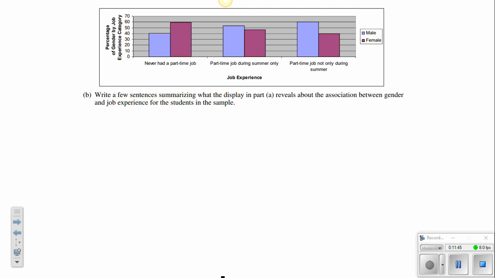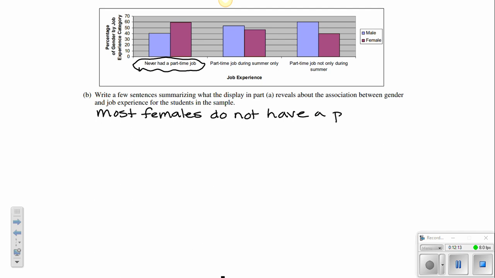So first thing here is that I think it's safe to say that most females do not have a part-time job. And that's going to be kind of seen over here. So we're looking at this piece right there. A lot of females, most females do not have a part-time job, and that's going to be 21 versus 31. So we're going to make a sentence there. So most females do not have a part-time job. All right, so that's going to be one of the first things that we can do there.